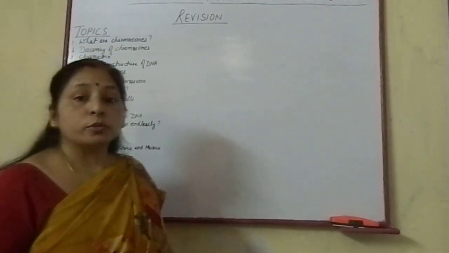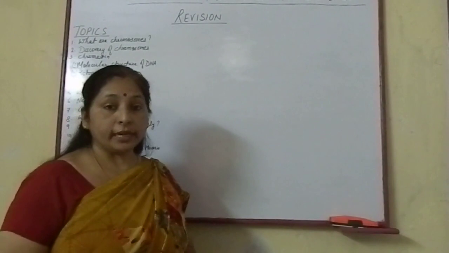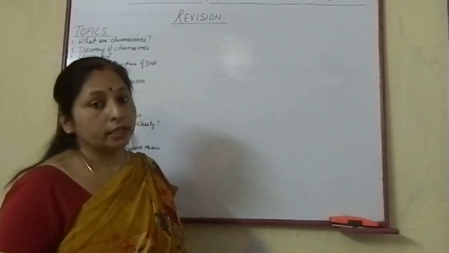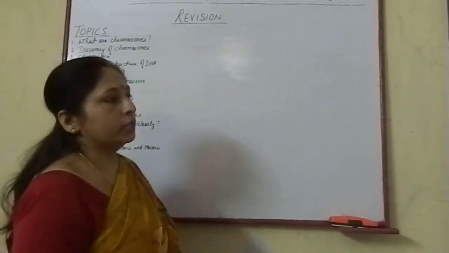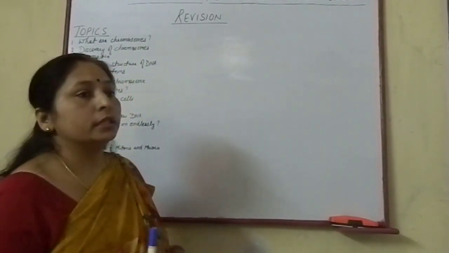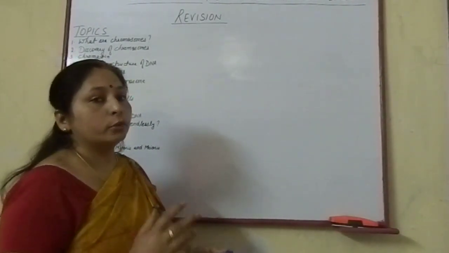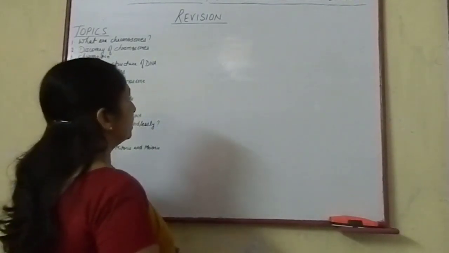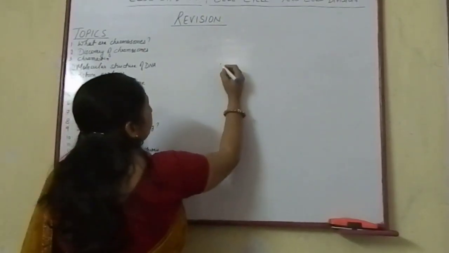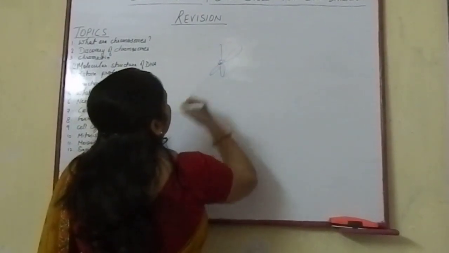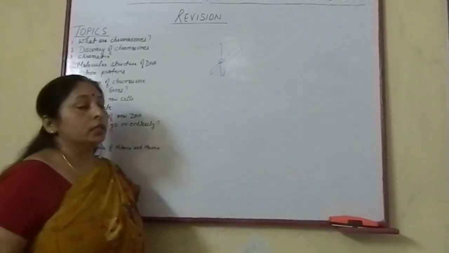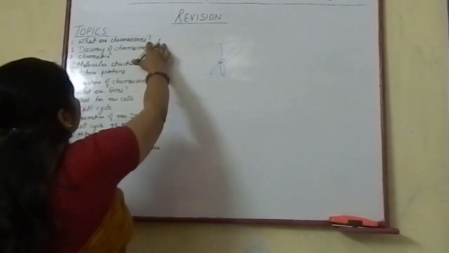So what are chromosomes? Chromosomes are thread-like structures which get condensed during or before the process of cell division. They get condensed, coiled and form chromatids. Two chromatids join together at the point of contact, which is known as the centromere. So this is about chromosomes.